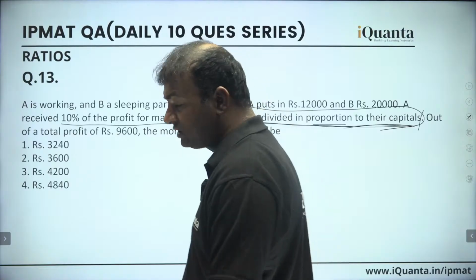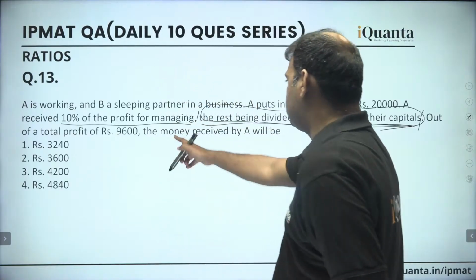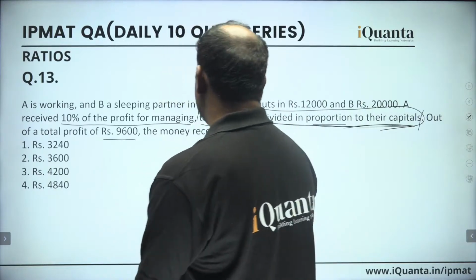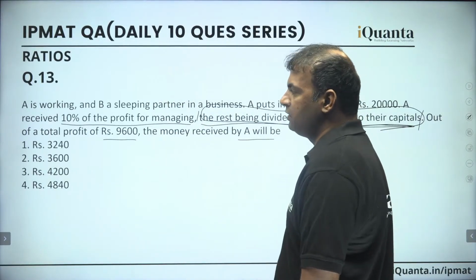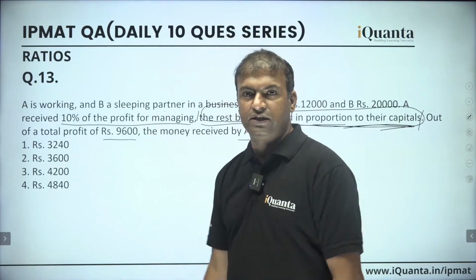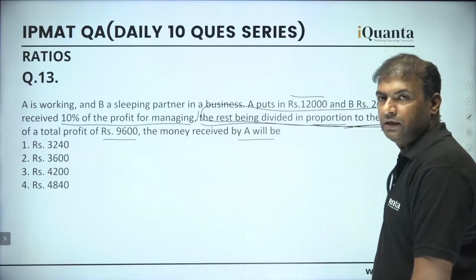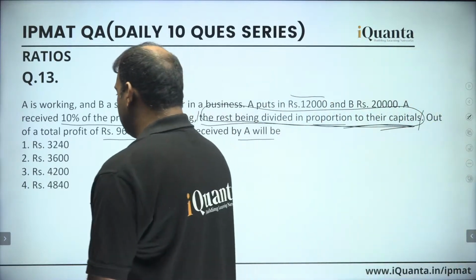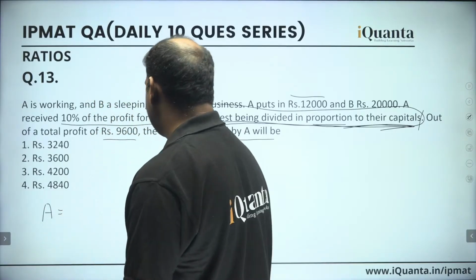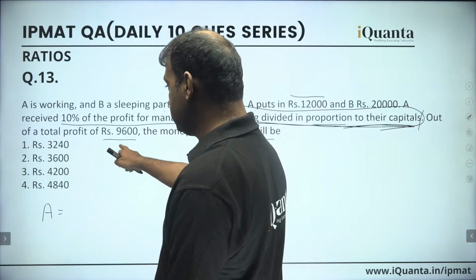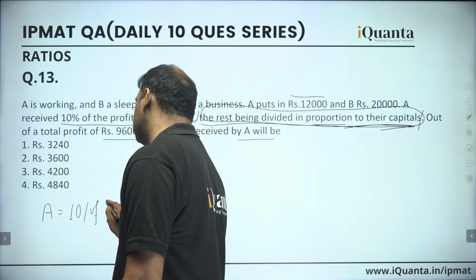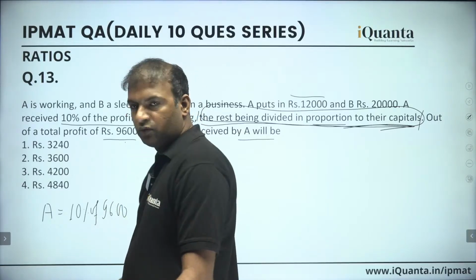Now moving to the question again. So first thing guys, A is getting 10% of the profit because of managing, out of the total profit of 9600. We have to find the total money received by A. So guys, A is getting money because of two things. One, because of managing the business, and second, because of his investment as well, right? Okay, so we'll write the money getting by A here, one by one. First of all, because of managing the business, he gets 10% of 9600, right? 10% of 9600, which you can also say 960 rupees, obviously, right?